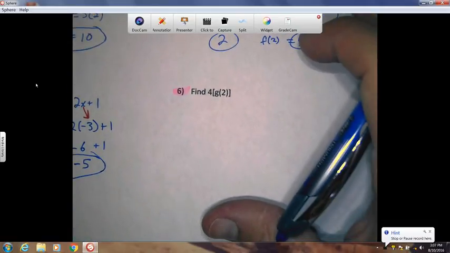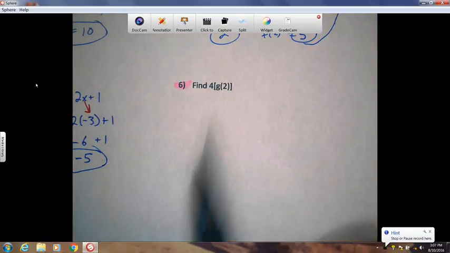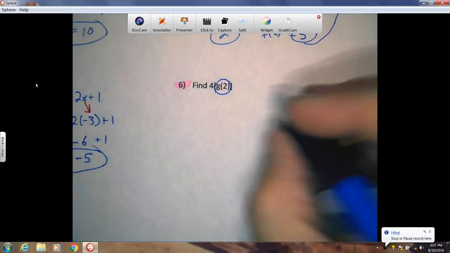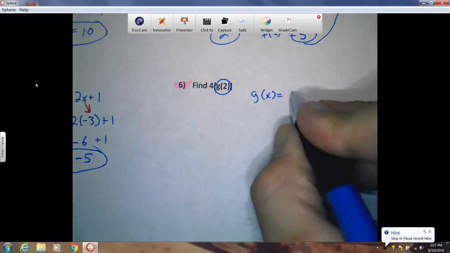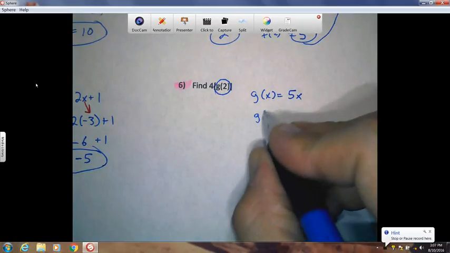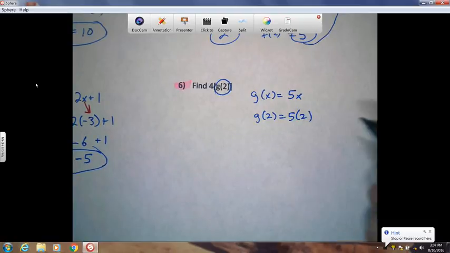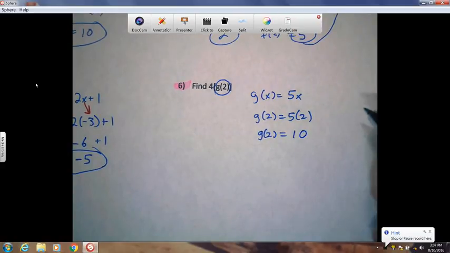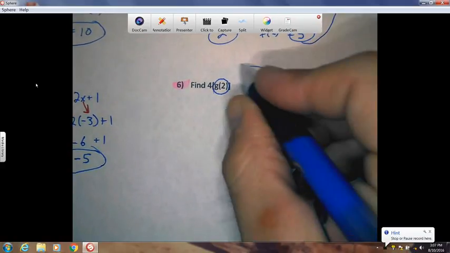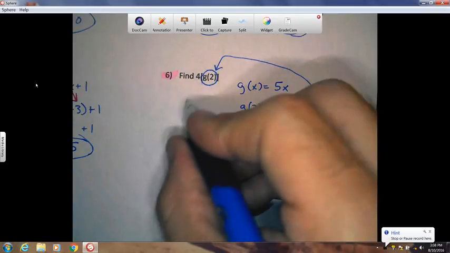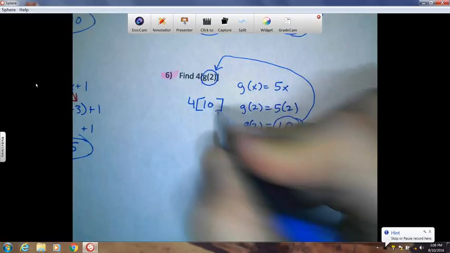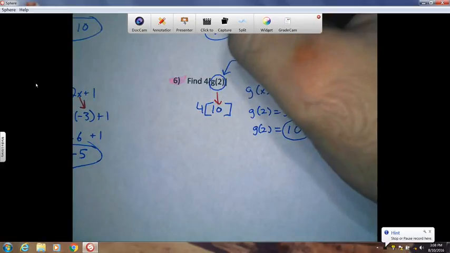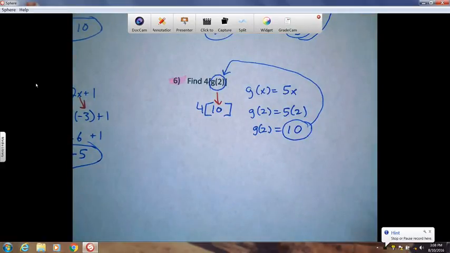Number 6, it wants me to find 4 times g of 2. So I'm going to find g of 2 first. g of x is 5 times x. g of 2 is 5 times 2. We already solved this one on number 2. So g of 2 is 10. Since g of 2 is 10, substitute that in. I'm looking at 4 multiplied by 10. So instead of g of 2, I have 10. So my answer is 40.